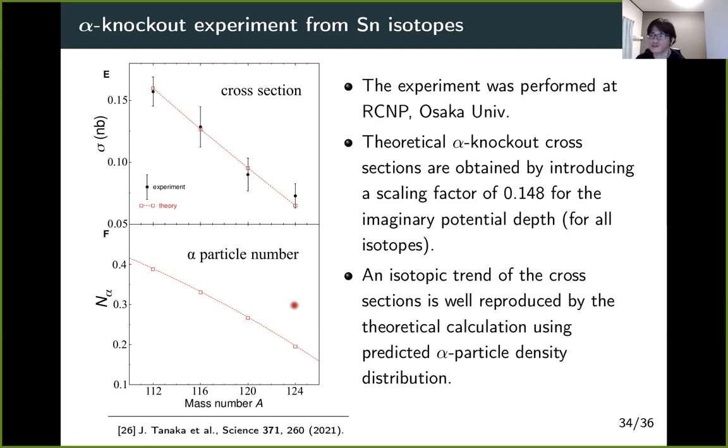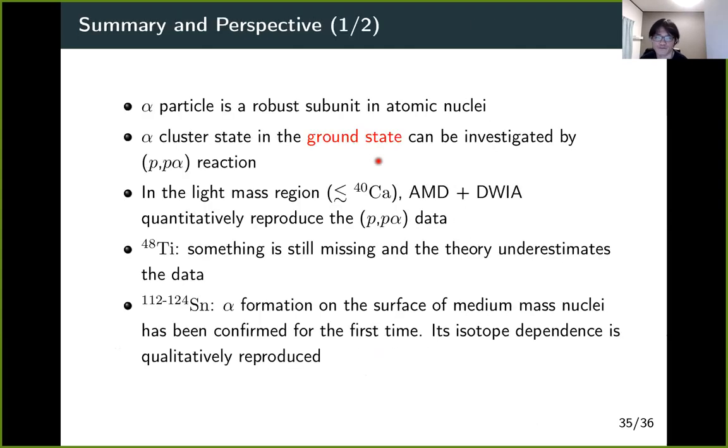So this is the first evidence of alpha particle formation on the surface of nuclei in the medium mass region, and also the isotope dependence of the theoretical prediction and experimental data agree well. Okay, so now let me summarize my talk and give some perspectives.